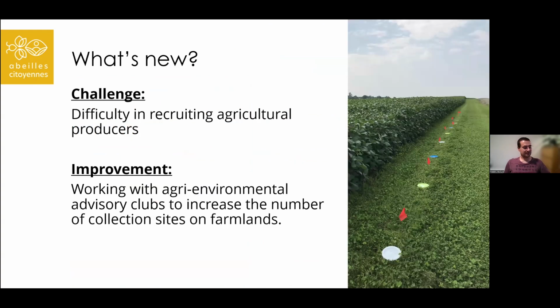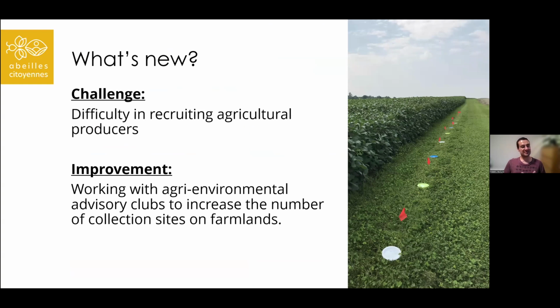In the last 2 years, some challenges emerged. One of those was recruiting agricultural producers. It's not that producers are not interested in the project, they are usually really motivated. However, they are really busy in the summer, so they get involved at the beginning, but never have time to collect the specimens and don't send them back at the end of the season.